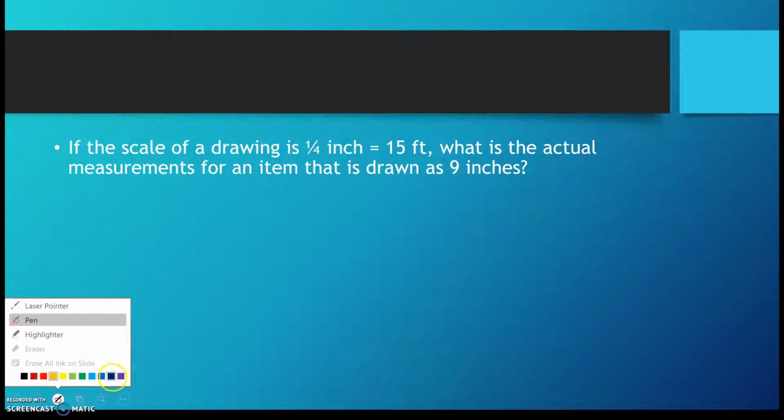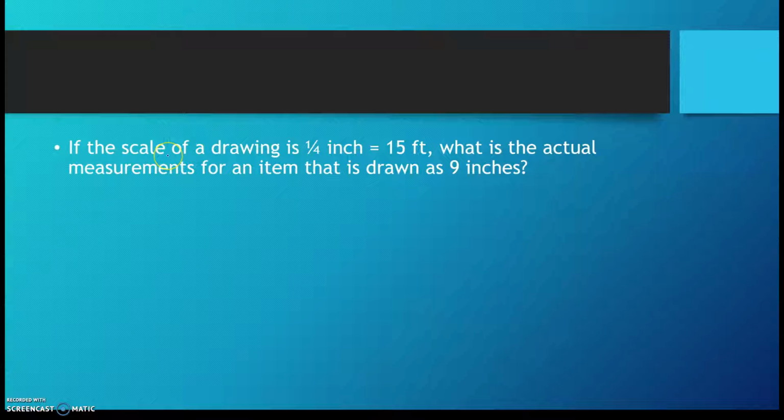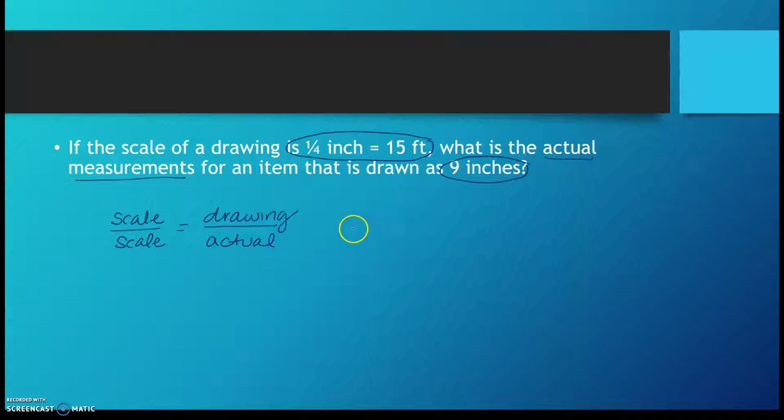So let's try yet another example. It says if the scale of a drawing is 1/4 inch equals 15 feet, what is the actual measurement for an item that is drawn at 9 inches? Okay, so again, scale over scale, drawing over actual. So the scale is going to go on the left. The first number always goes on the top, and it's inches versus feet.